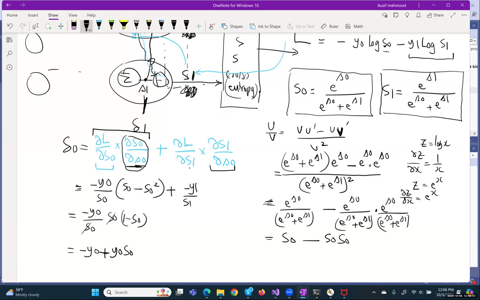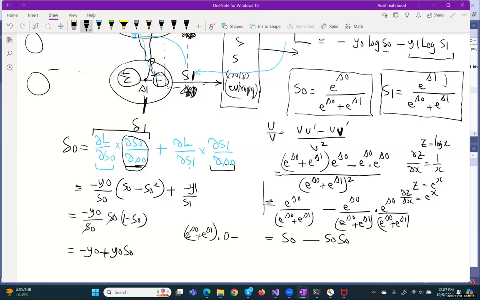Okay, so again, let's treat it as U over V. So what is V over here? V is e raised to the power S0 plus e raised to the power S1, multiplied by U prime. Okay, U is e raised to the power S1, right here? But now we are taking the derivative with respect to S0. So what will happen to that derivative? It will be 0, right?